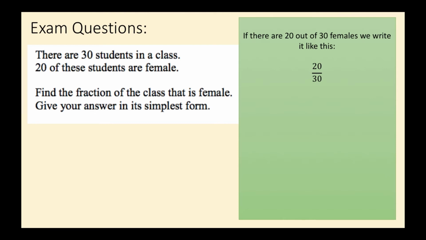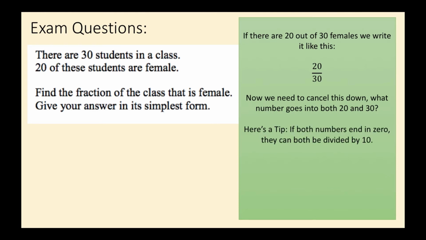Both 20 and 30 end in 0, which means I can divide them both by 10. So all I need to do is take the zeros off. Sorry, I rushed that a little bit. Just write those down if you need them, and I hope that makes sense. 20 over 30, and they both divide by 10. We just take the zeros off to give us 2/3. We can't go any lower than that. That's as low as we can go, and that is our final answer.